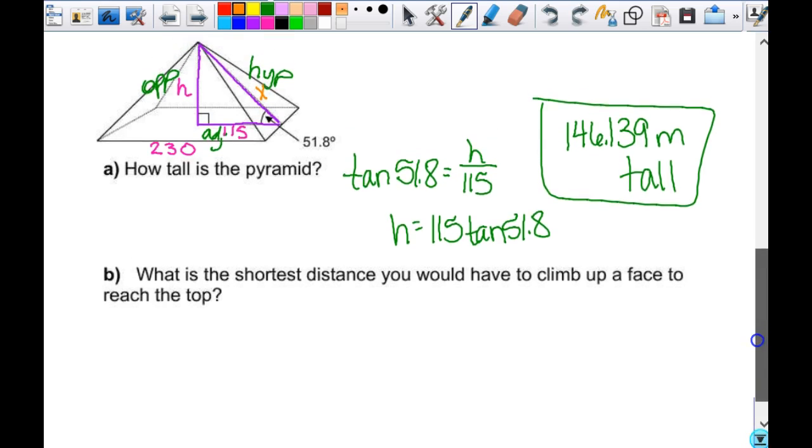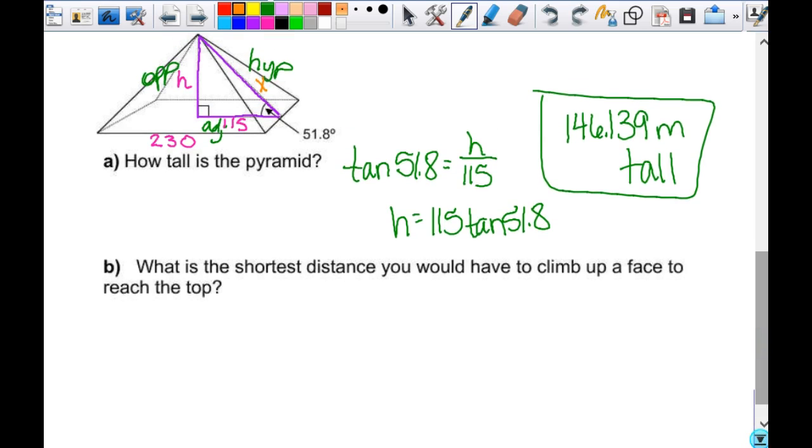Can I use the height to help me find the slant height? I can, but I have to make sure I store it. But if I messed up on that, I have no hope of getting the right answer. So I might as well use what they gave me, which means I'll use adjacent and hypotenuse. What's that? Which trig ratio is adjacent and hypotenuse? Cosine. So the cosine of 51.8 is equal to the adjacent, which is 115, over the hypotenuse, which is x.